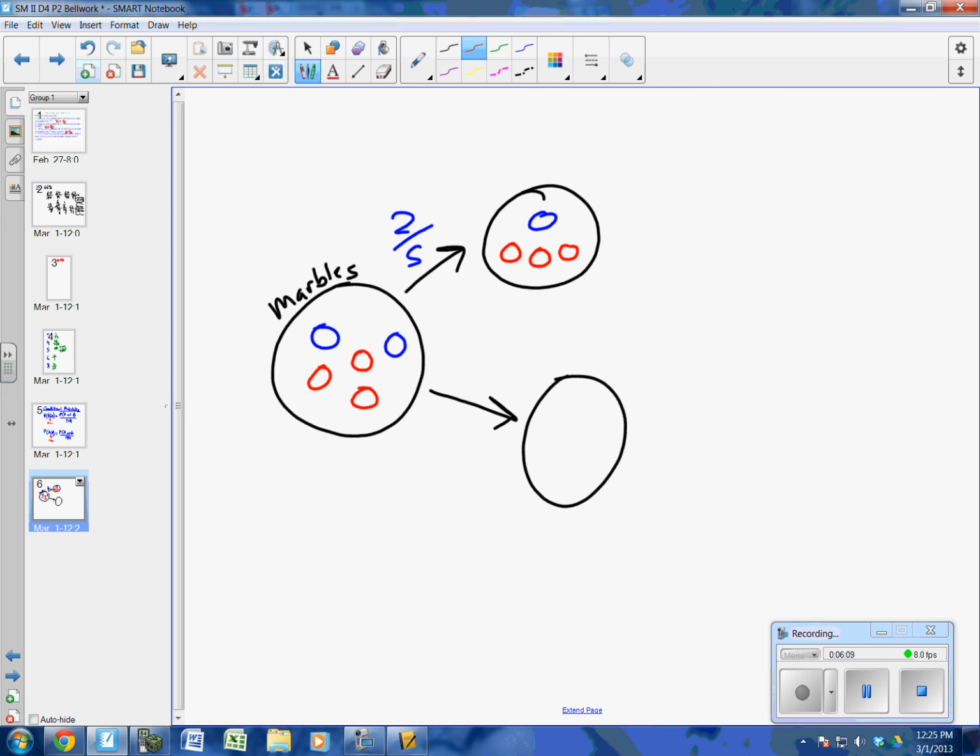All right. Okay, so next, just going back to the start, what would be the probability of pulling out a red? 3 out of 5, right? Okay, but what if all of a sudden we take this a step further?